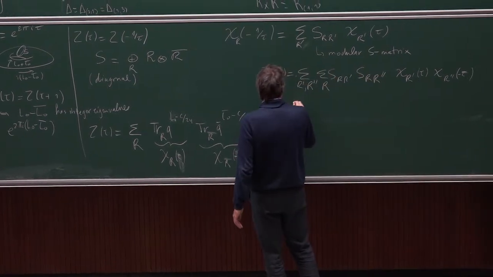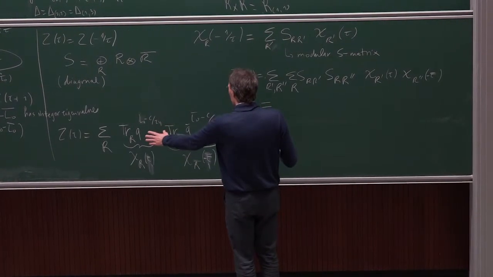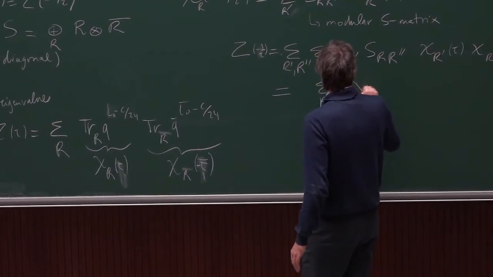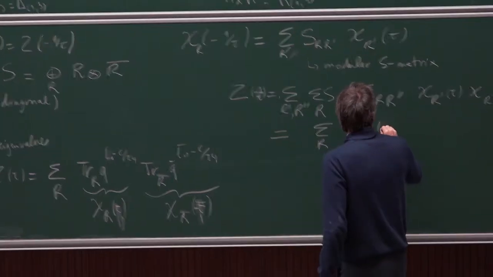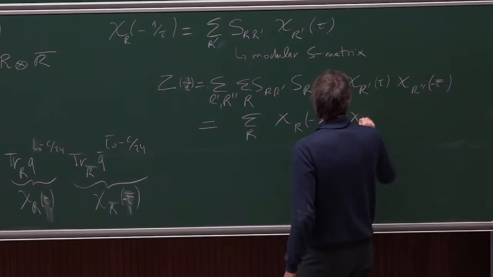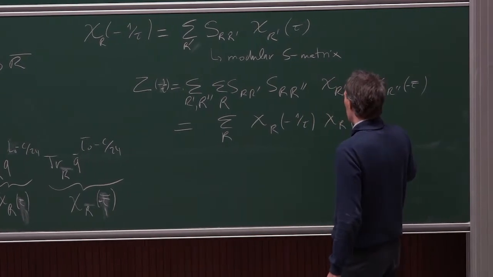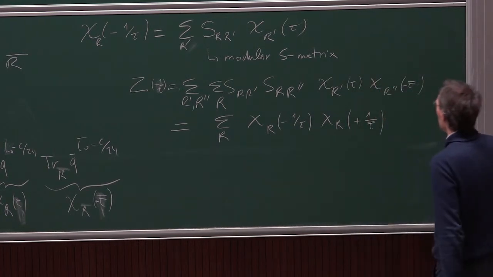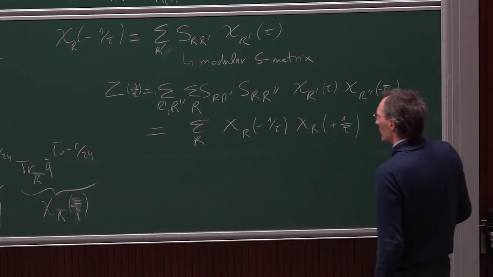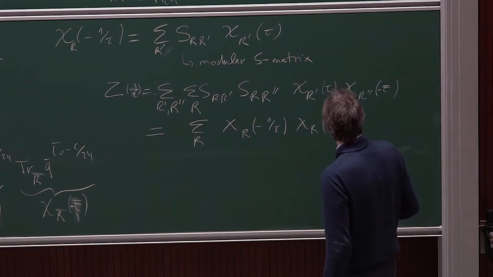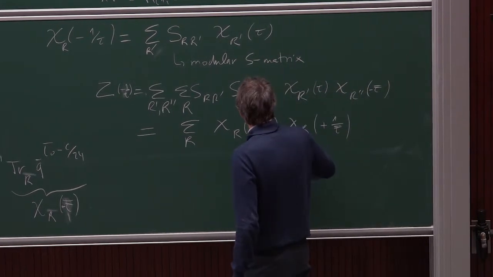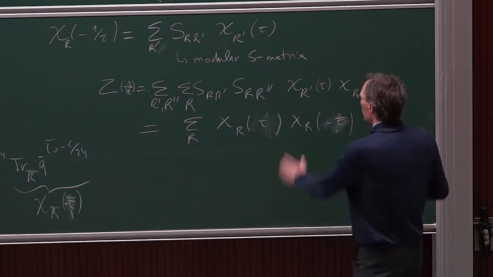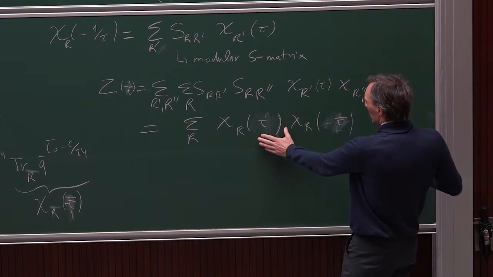And of course, this has to coincide with the original Z of minus 1 over tau, which I could rewrite as just sum over R of chi R of minus 1 over tau, chi R of minus 1 over tau bar. Well, maybe plus 1 over tau bar. Sorry, now I get mixed up. No, sorry, I'm just rewriting it as my original definition here, so that here I'm writing two expressions in terms of the same characters.